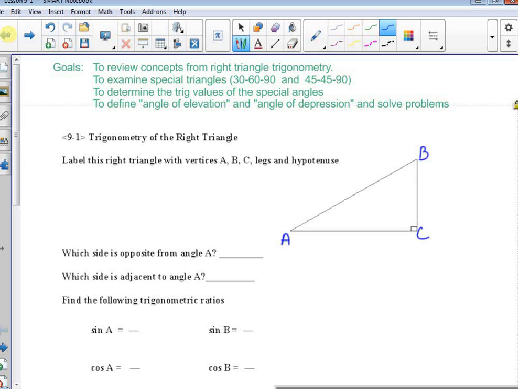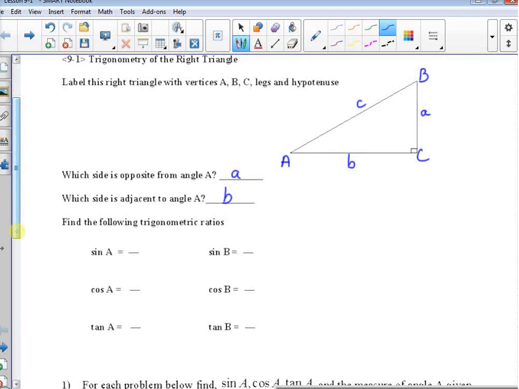Capitals. That's important. Now, to label the sides of triangles, you need to go to the opposite. The opposite of angle A, that is called side A. The opposite of angle B, that is called side B. And the opposite of angle C, that is called side C. And they're lowercase letters. So which side is opposite from angle A should be lowercase a. Which side is adjacent to angle A should be lowercase b, because C is always the hypotenuse. So then it says find the following trig ratios.